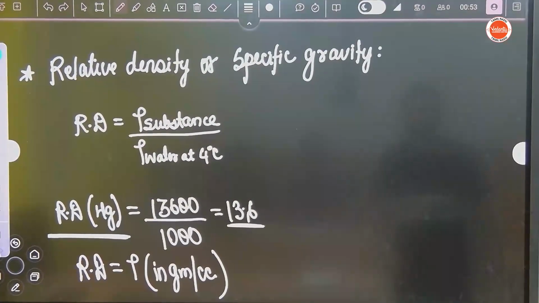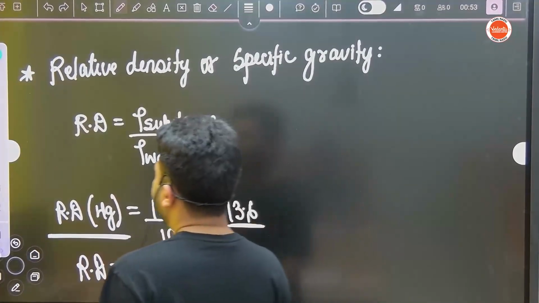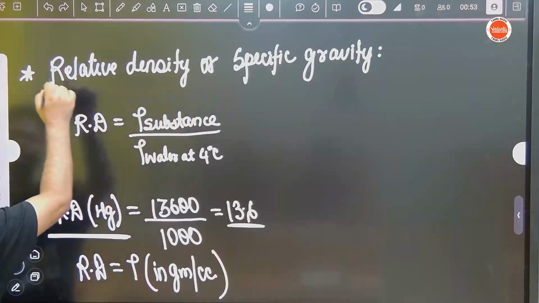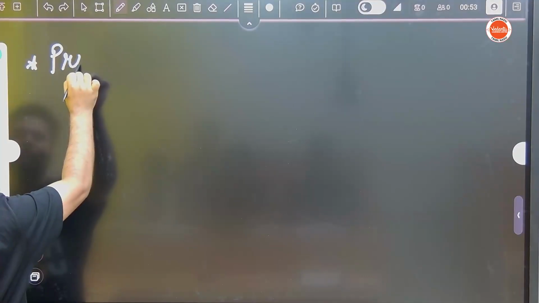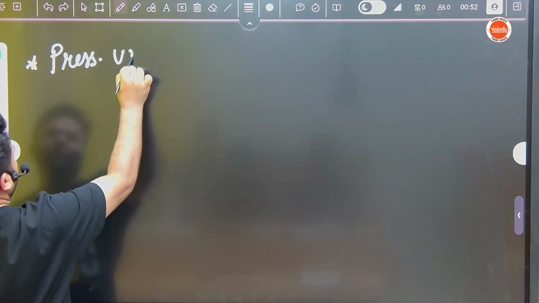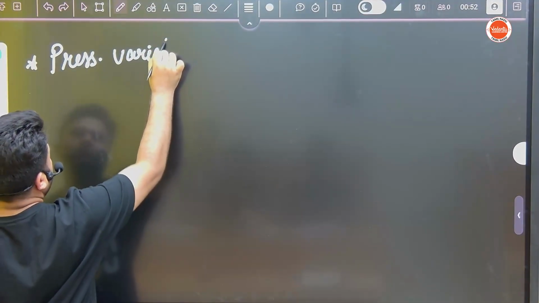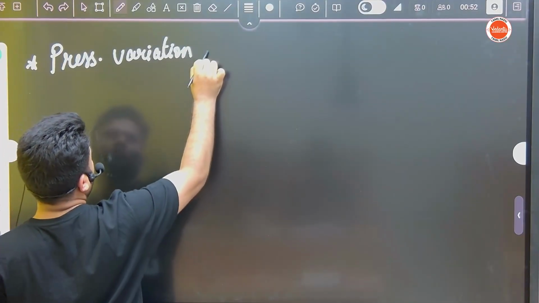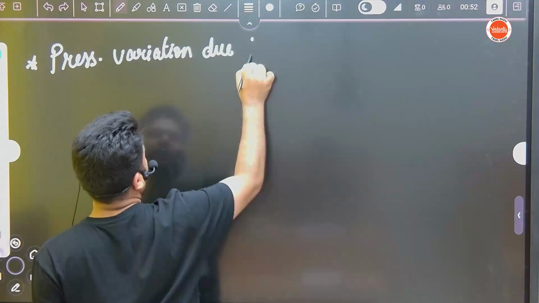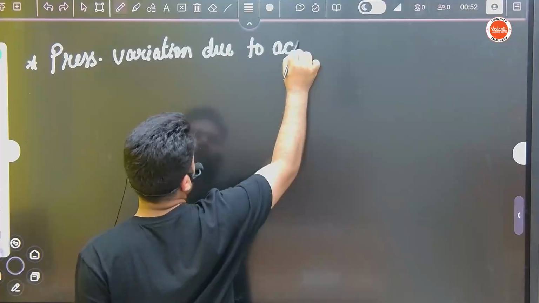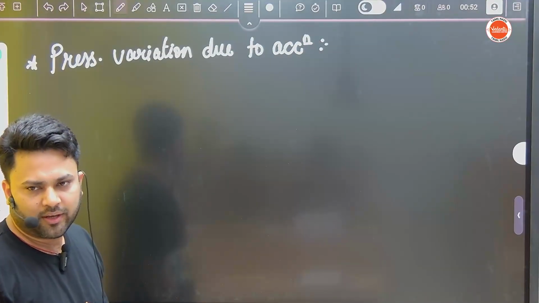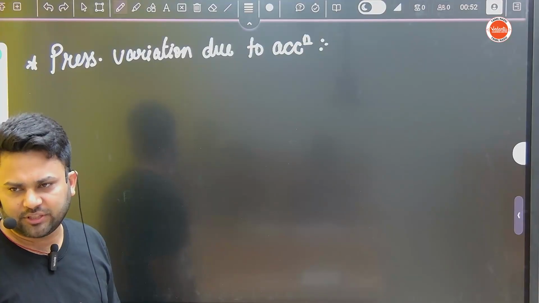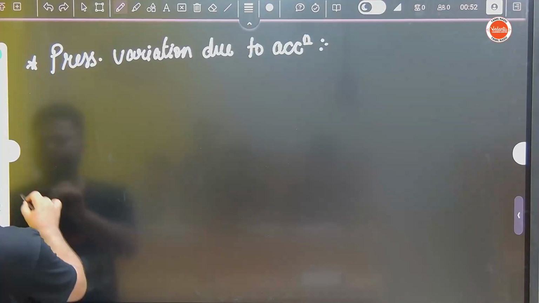Clear? Next we have pressure variation due to acceleration. Again, I am not going to prove it, just you understand the concepts.